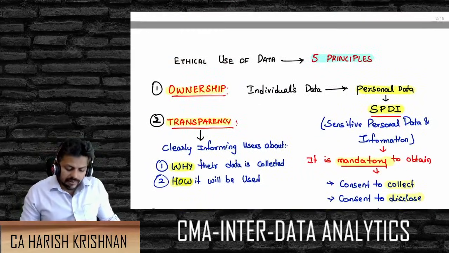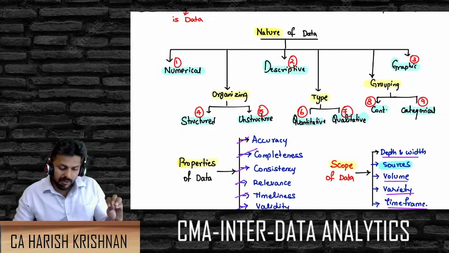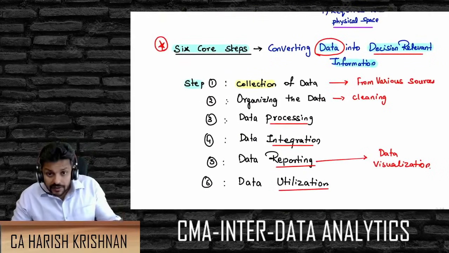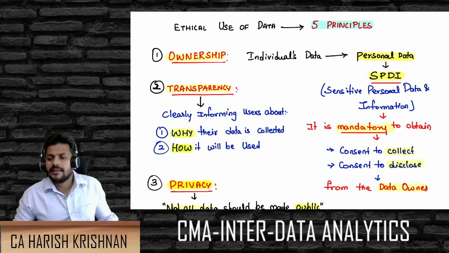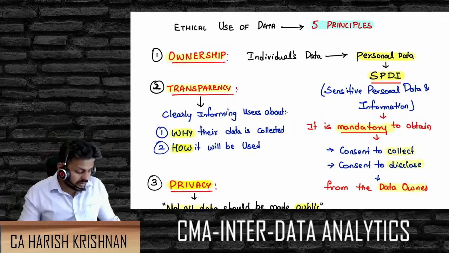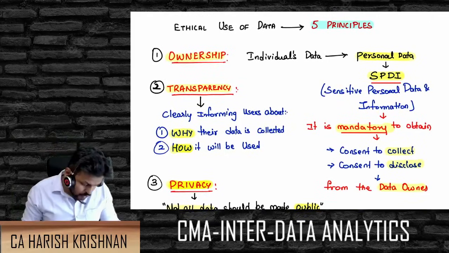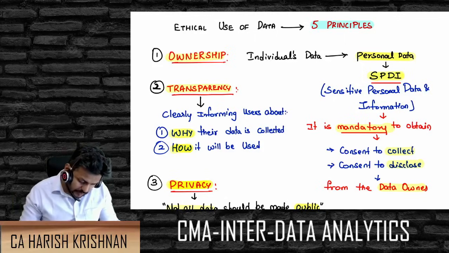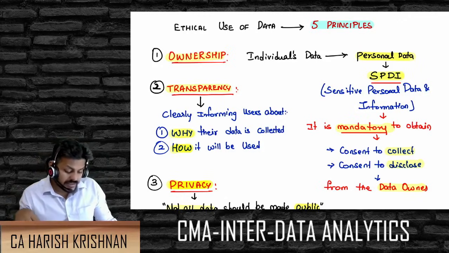Okay, so guys, this last set of 4 points, one more time to quickly run through all these points about data, about digitization, about these 6 core steps of converting data into information, and the ethical use of data. All these points have been asked in the exam. Alongside this, I would also want to show you very quickly one point from the material. These all are fine. There is one point called professional skepticism. You remember that? Professional skepticism regarding data.